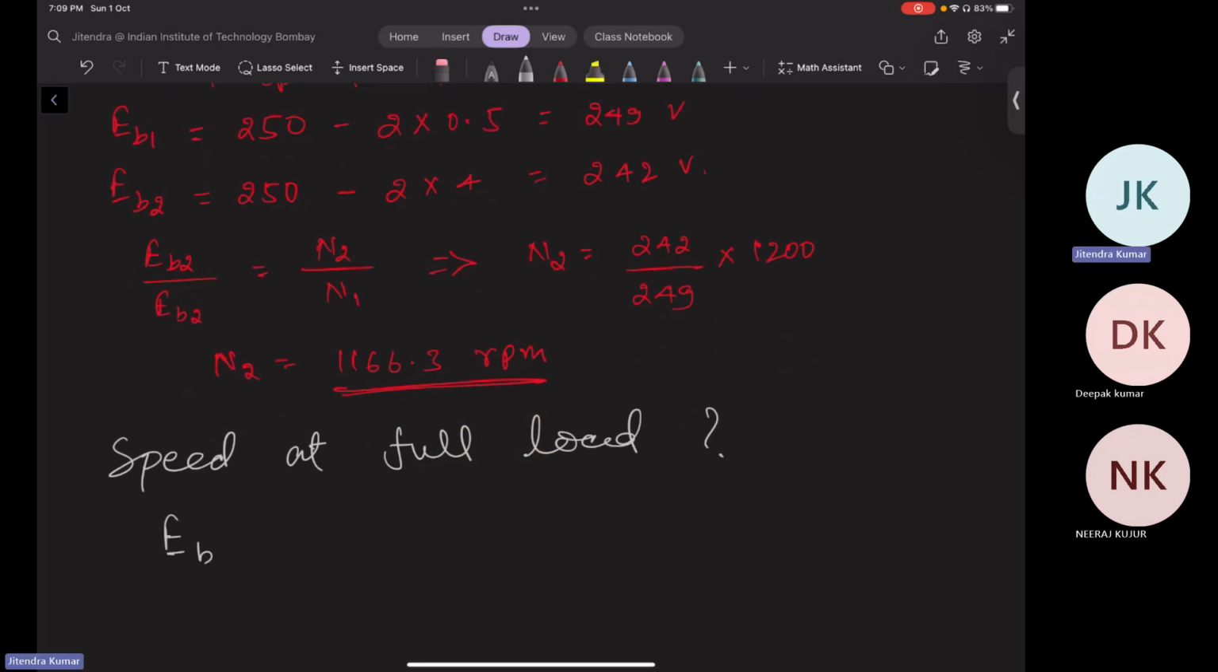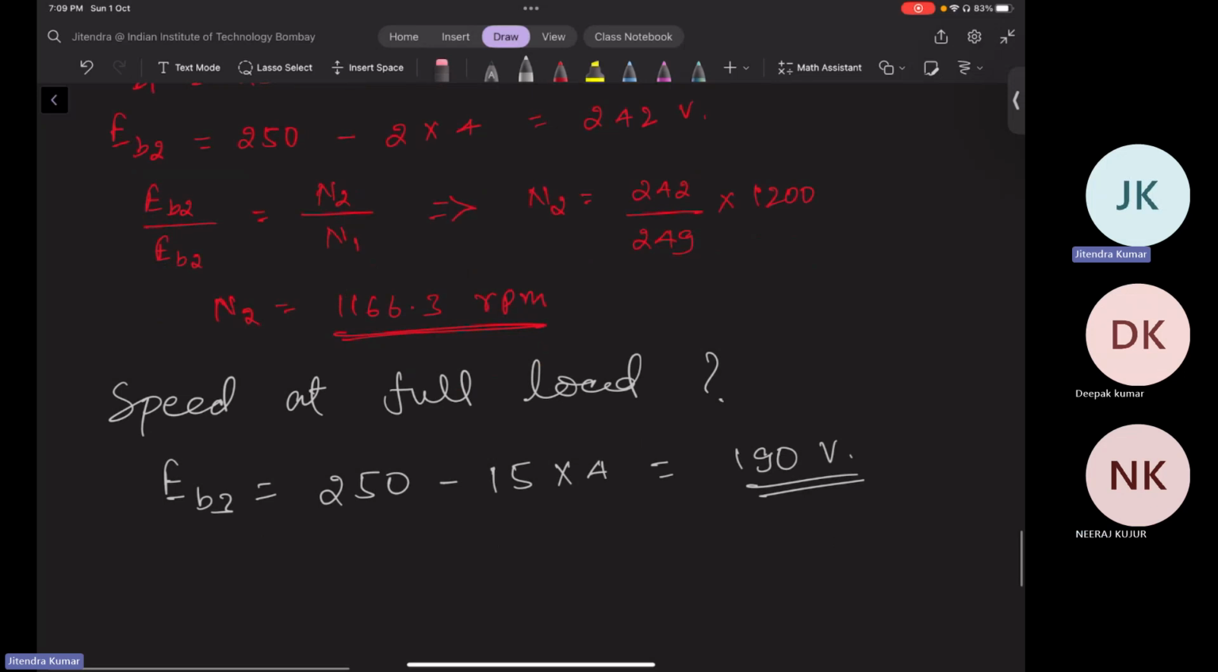Can't you find EB3 again? Sir, it will reduce, and it will reduce significantly. Minus 15 armature current into 3.5 plus 0.5, that is 4, right? So it will be 190 volt, isn't it? Yes, sir. Exactly.